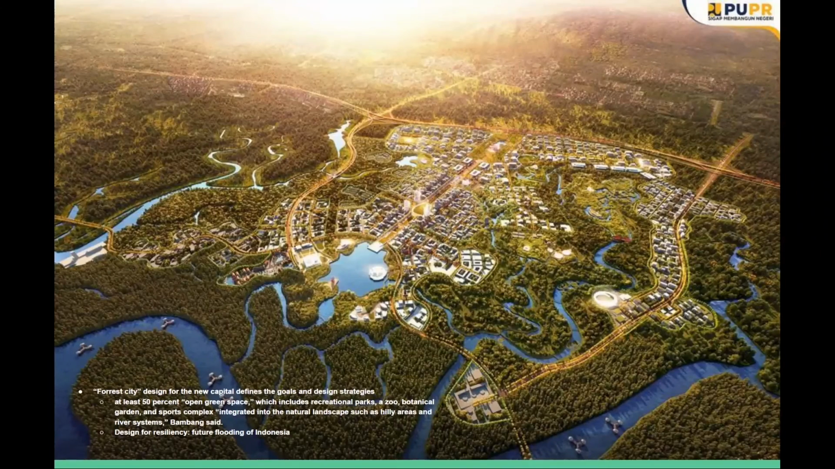And then here's an example of what the new capital city would look like. The intent is to have it be a forest city with all design integrated into keeping as much open green space as possible, and furthermore designed for resiliency, so keeping in mind future flooding of the island. So all of this will greatly impact the material systems that are used in the future.